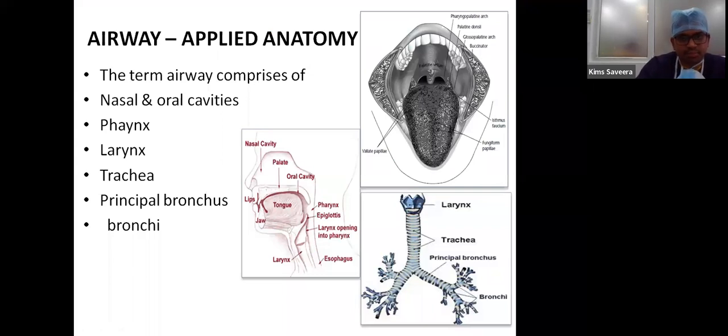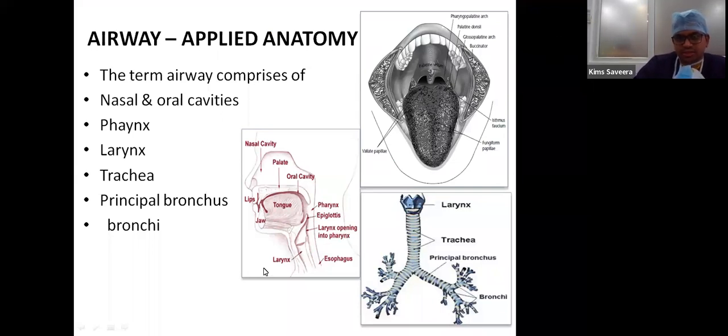When we get to the airway, the applied anatomy comprises the nasal cavity, oral cavity, pharynx, larynx, trachea, and principal bronchi. And this is the palatopharyngeal arch and glossopharyngeal arch, and these are the palatine tonsil, and these are the masseter muscles.